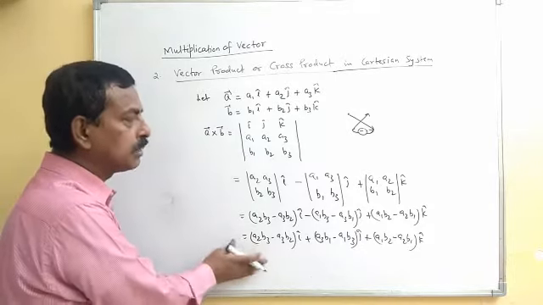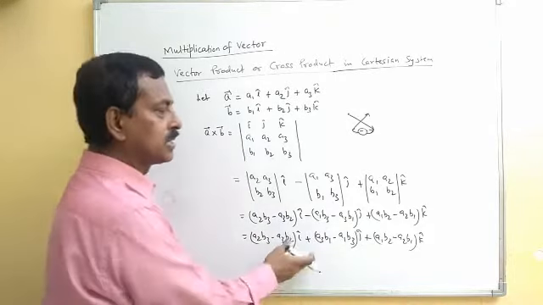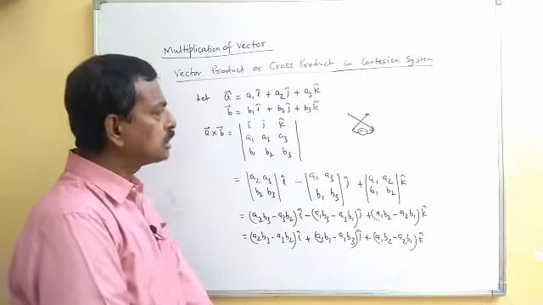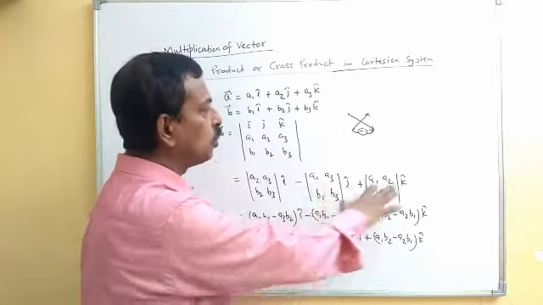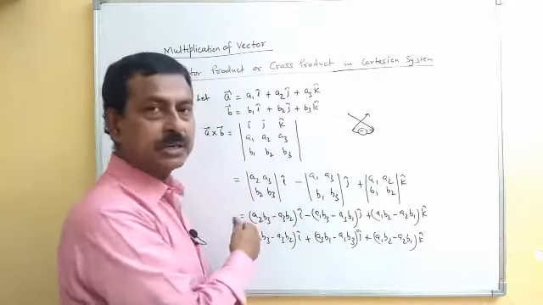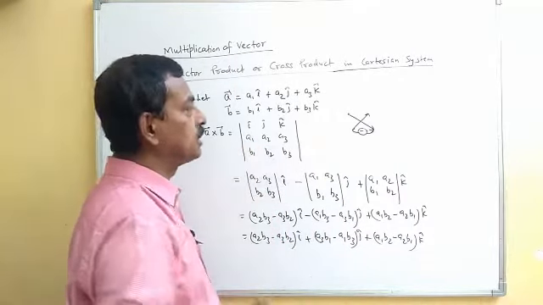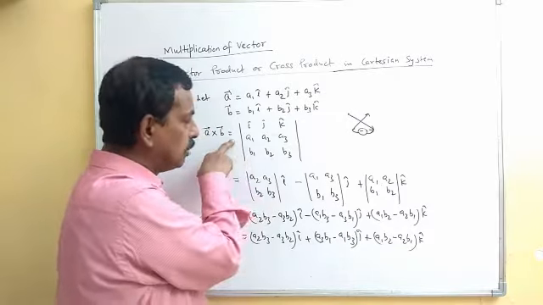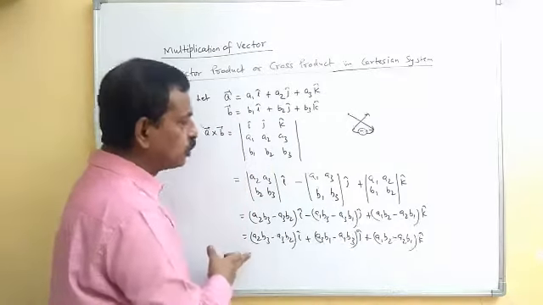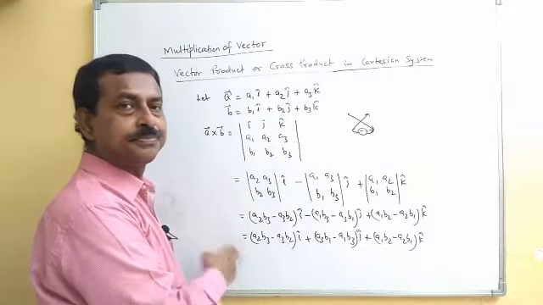So, just by expansion of the determinant, you can directly get the result. If you just practice the determinant, you don't have to show all these steps there. You can easily do the multiplication just by taking the determinant, and with a little practice, you can directly come to this result.